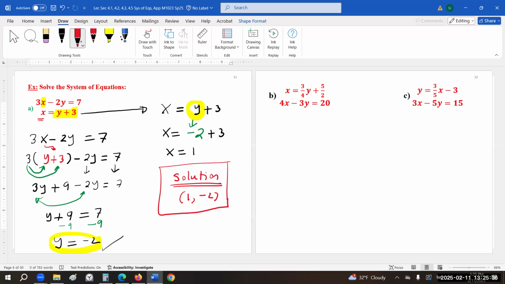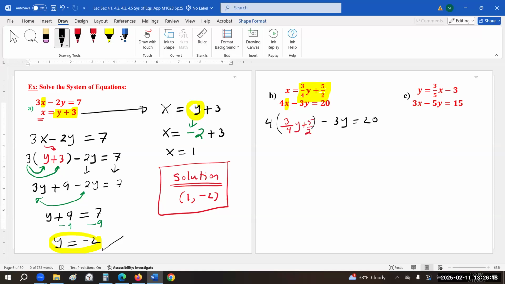Okay, let's do it together. These are interesting because they don't have a unique solution. They have weird solutions. So if we use the substitution method, that means we are going to substitute x with the entire expression here in the second equation. So the second equation is 4 times x minus 3y equals 20. So instead of x, we write 3/4 of y plus 5/2.